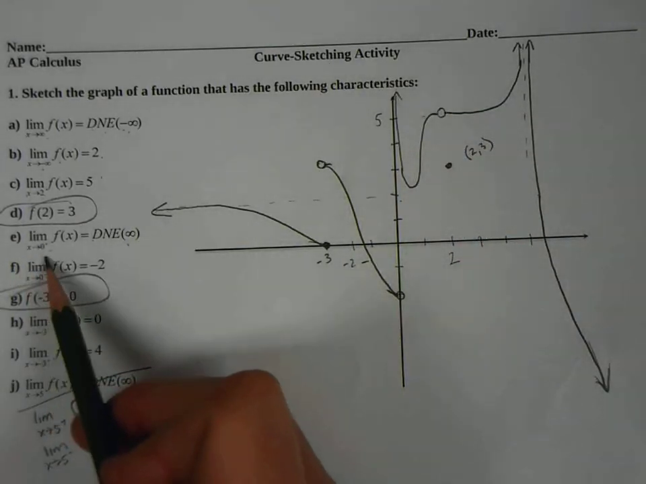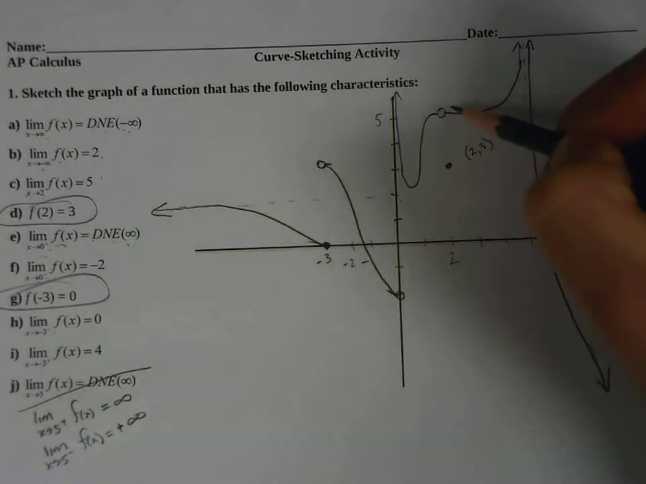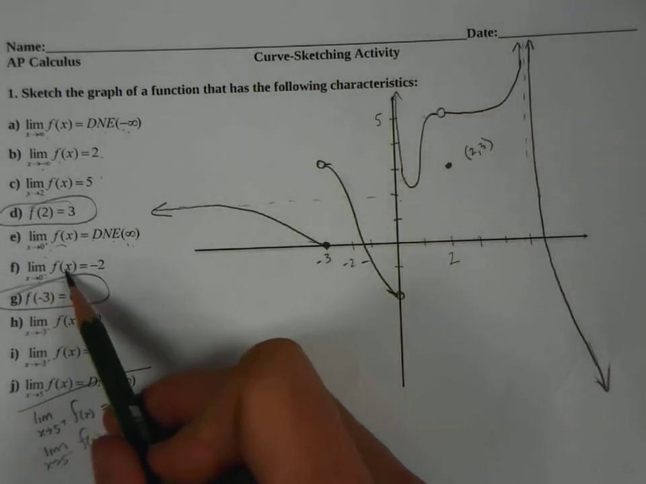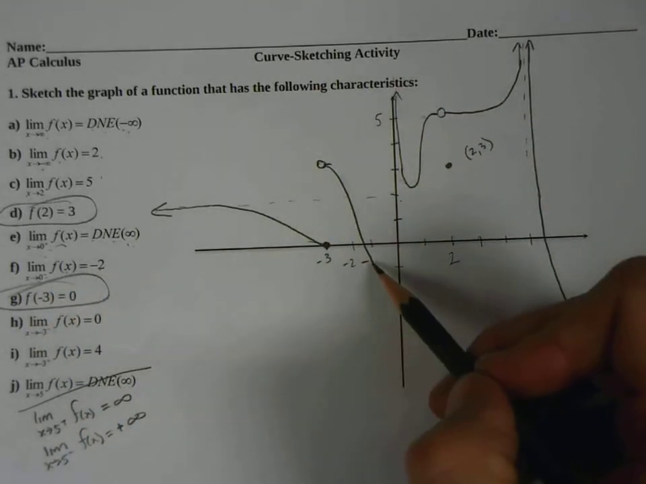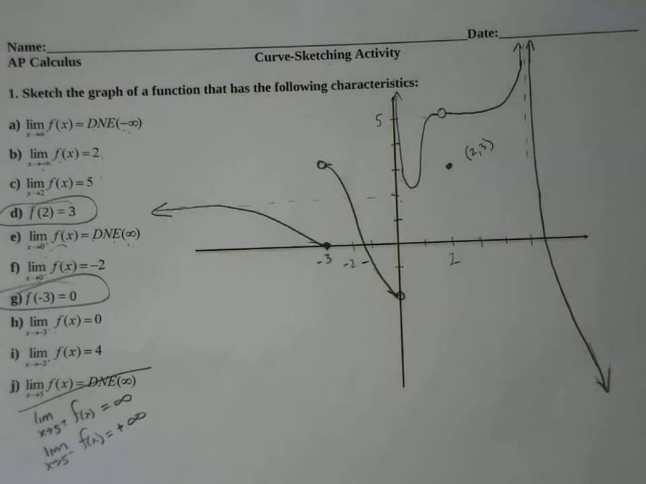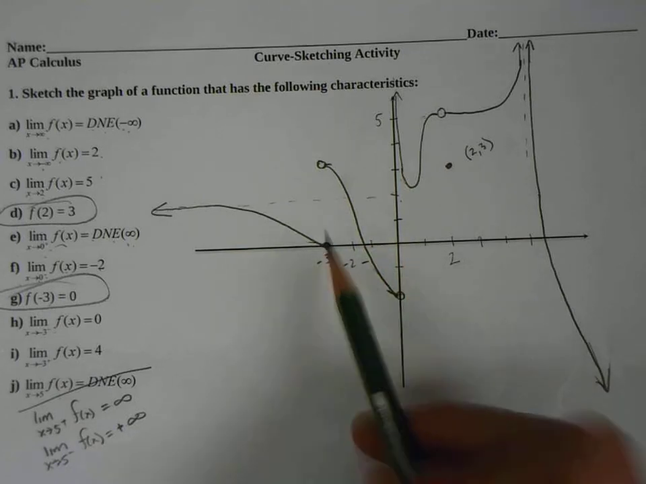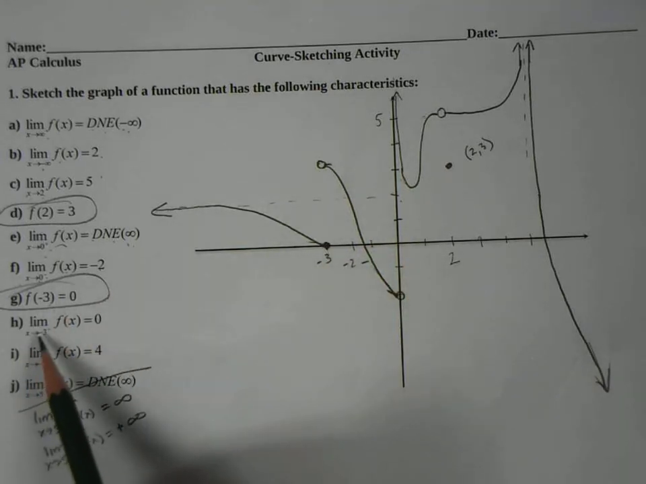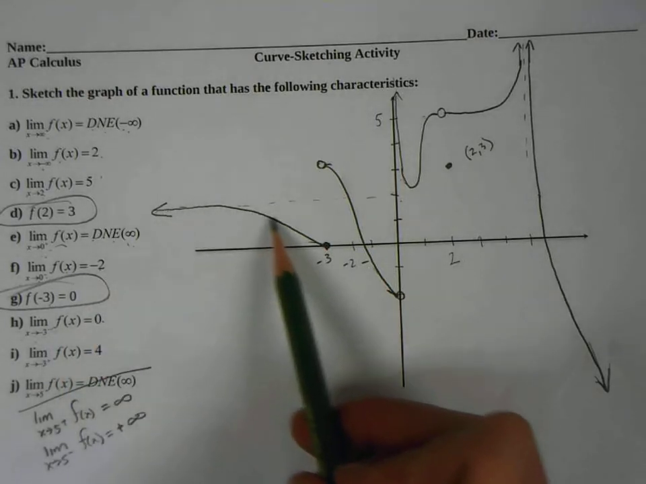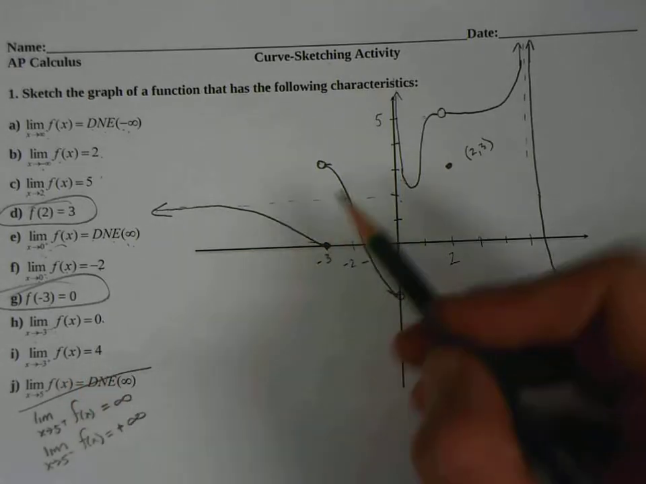The limit as x approaches 0 on the right-hand side of f does not exist, trends towards positive infinity. That looks good. The limit as x approaches 0 on the left-hand side of f is negative 2. As x approaches 0 on the left-hand side, f goes to negative 2. f of negative 3 is 0. x approaches negative 3 on the left of f, gives us 0. Looks good. x approaches negative 3 on the right of f, gives us 4.